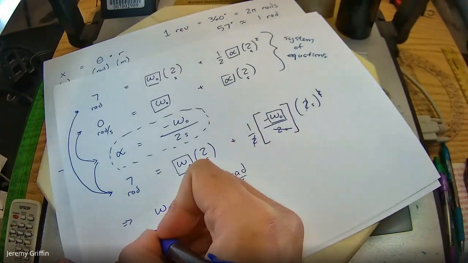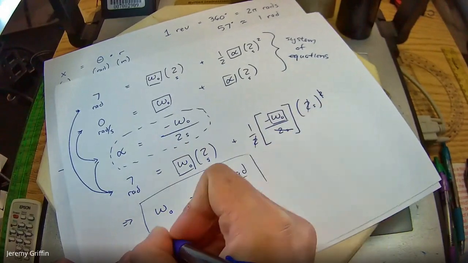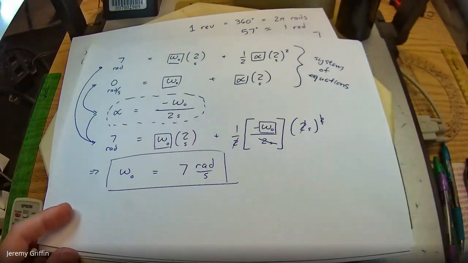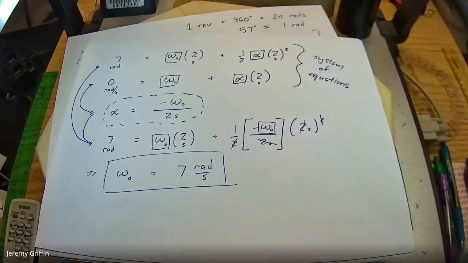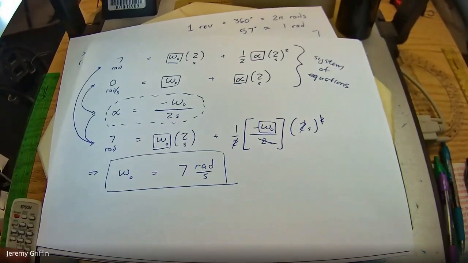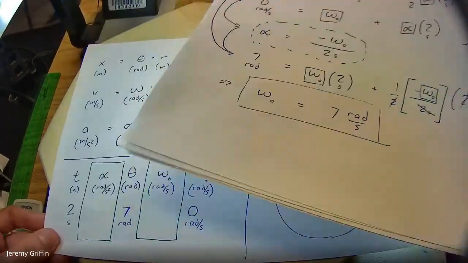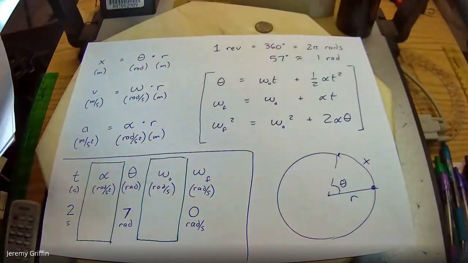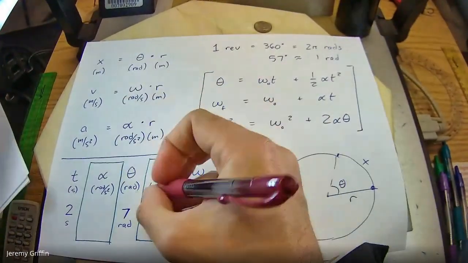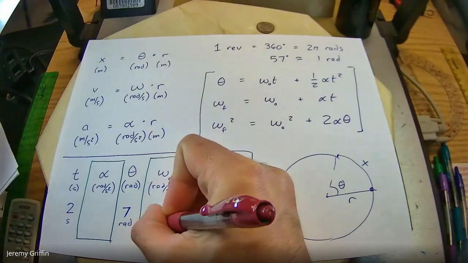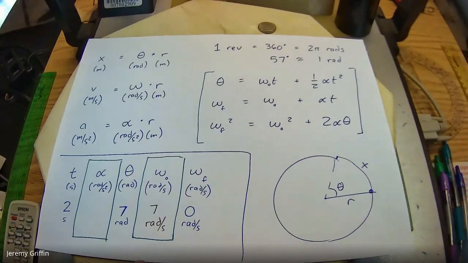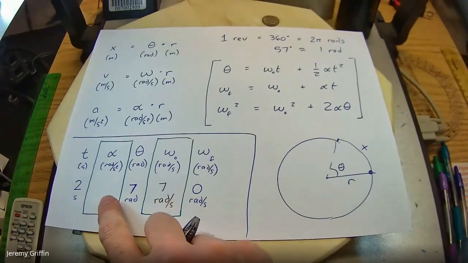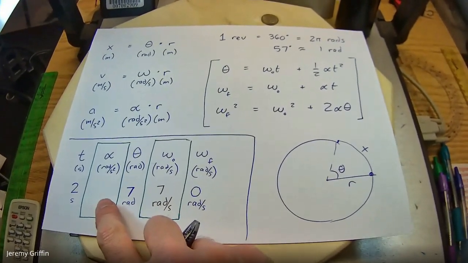That's how fast this turntable was spinning at the start of that interval. I gave it a kick of 7 radians per second and it slowed to a stop in 2 seconds. So go back to my checklist. We just checked this box right here. This happened to be 7 radians per second for all this to play out. But I want to know one more thing. I want to know what was the rate this was slowing down, this alpha value.